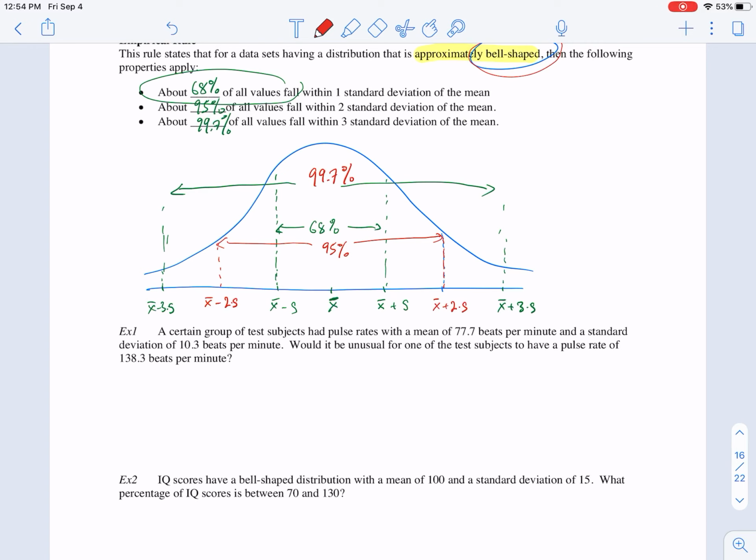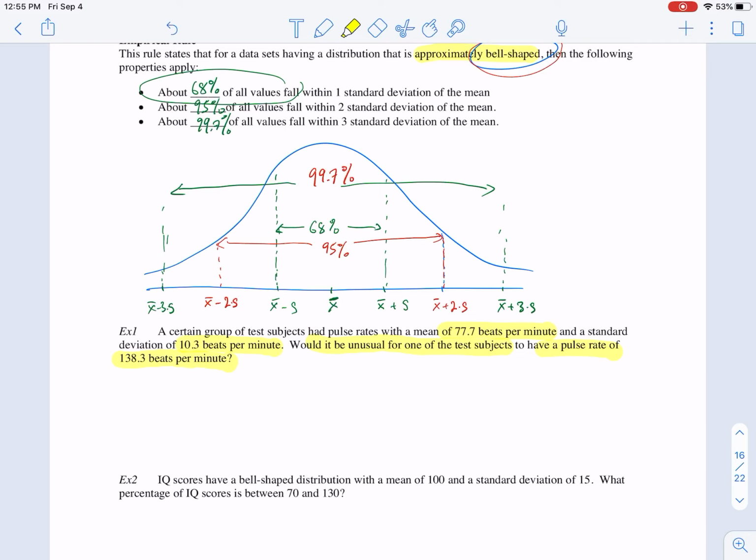It says that a certain group of test subjects had pulse rates with a mean of 77.7 beats per minute and a standard deviation of 10.3 beats per minute. Would it be unusual for one of the test subjects to have a pulse rate of 138.3 beats per minute? Okay, so we're not given whether the distribution of pulse rates is bell-shaped or not. All we have is a mean, a standard deviation, and a given data value, and we ask whether this test subject's pulse rate is considered unusual or not.